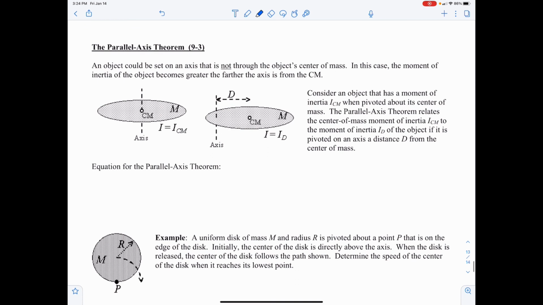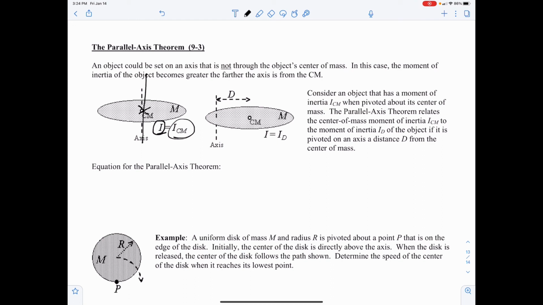Section 9.3, Parallel Axis Theorem. An object could be set on an axis that is not through the object's center of mass. In this case, the moment of inertia becomes greater the farther you are from the axis of the center of mass. So say for instance, you have a disk that you're rotating through the center. Well, the rotational inertia is the rotational inertia through the center of mass, because the center of mass is the center of the disk.